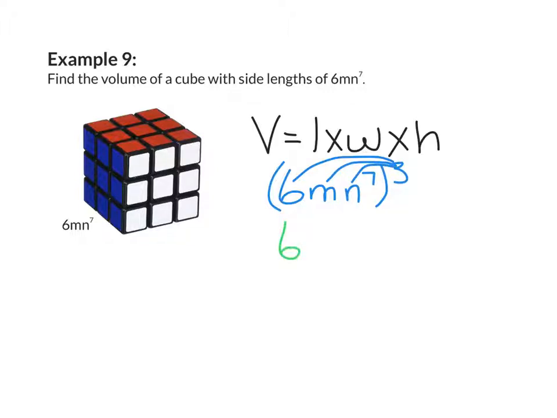So it'll be 6 to the power of 3. M has an invisible 1, and I'm going to multiply that by 3. So 1 times 3 gives me 3. N to the power of 7 times 3 gives me 21. And then I'm going to go ahead and simplify. 6 to the power of 3 gives me 216. M to the power of 3, n to the power of 21.